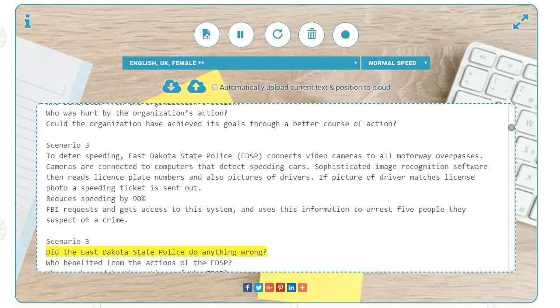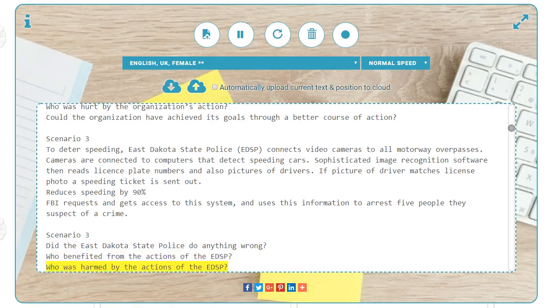Scenario 3. Did the East Dakota State Police do anything wrong? Who benefited from the actions of the EDSP? Who was harmed by the actions of the EDSP?